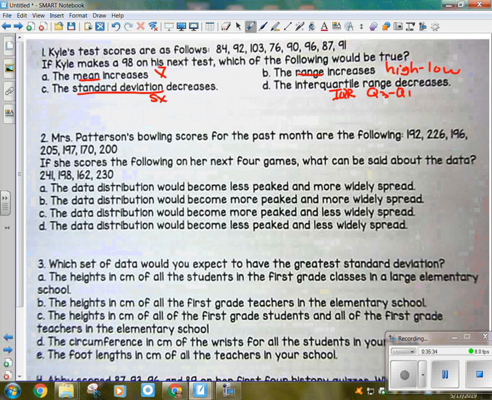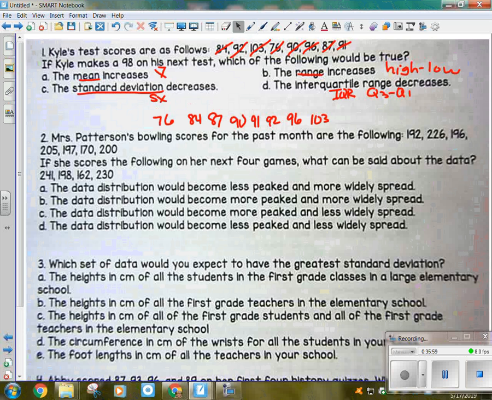Well, I'm going to do something. I'm going to list these data points in order. I'm going to say 76, I think, is the lowest. 84. I'm going to list 87 next. 90. 91 is next, right next to it. 92. 96. And 103. Pretty consistent data overall.